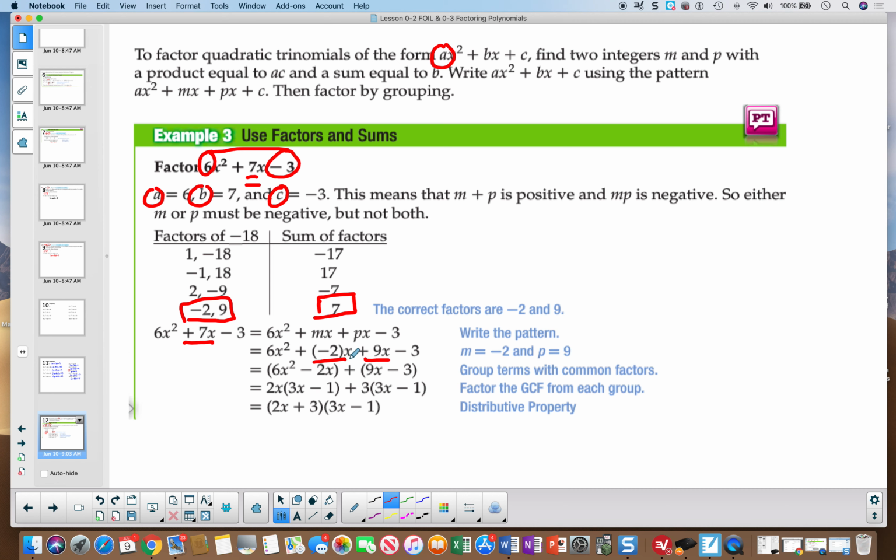Factoring by grouping means we're going to take a look at these first two terms and take the greatest common factor out. And then we're going to look at these last two terms, take the greatest common factor out. And we notice that now they both have this term, 3x minus 1. And when we take that out, we're going to have a 2x plus 3. And this is what we call factored form.